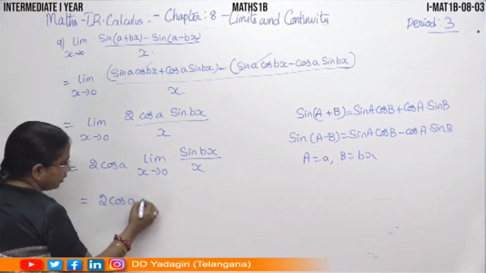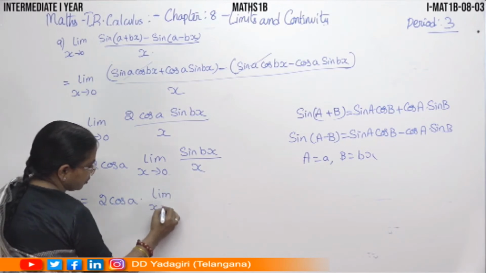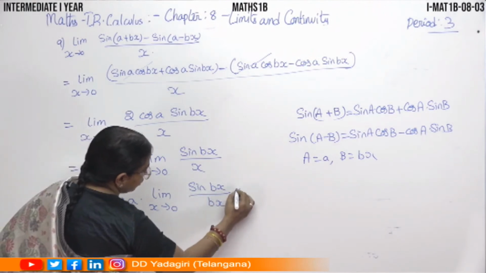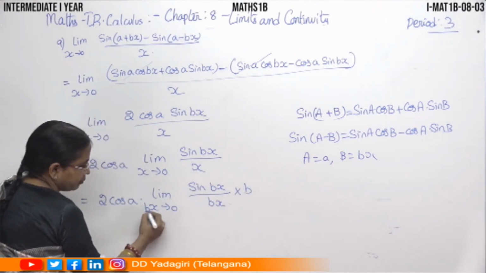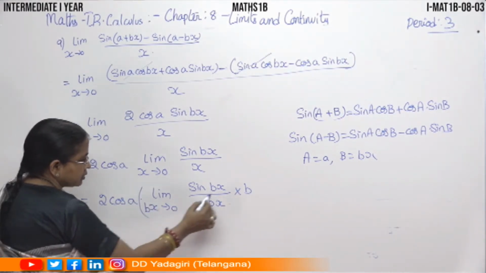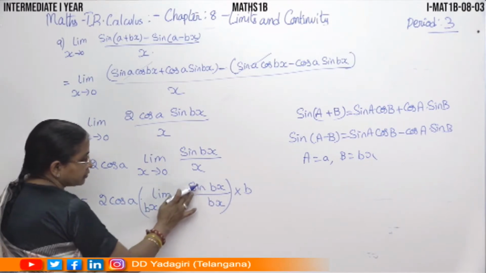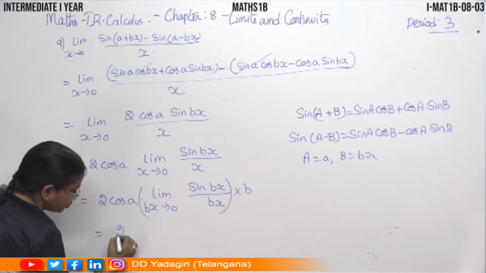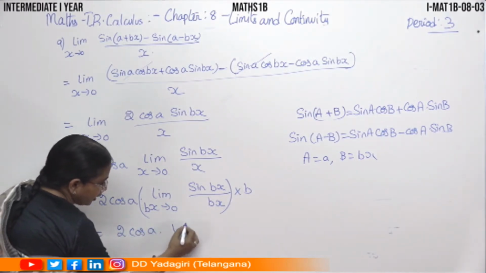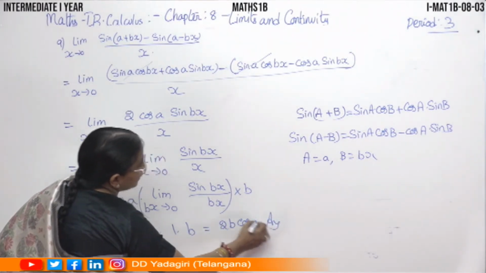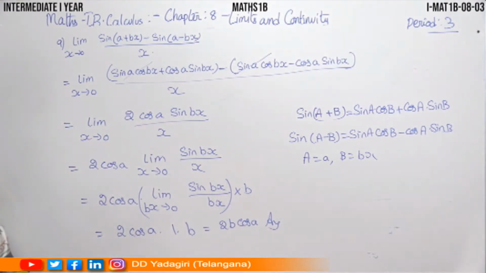So cos a into limit x tending to 0 of, multiply and divide by b. So bx, and here bx into b, and here also multiply by b. Bx tends to 0. So now all this is in the standard form. Limit x tending to 0 of sin x by x, which is 1. So it is 2 into cos a into 1 into b. So that is 2b cos a. This is the answer. So like this we do the problem. This problem is again very important. Now we'll do some more problems or we'll write the homework.